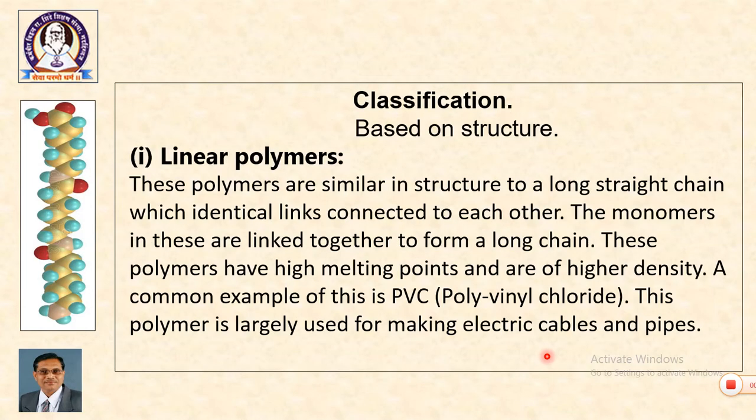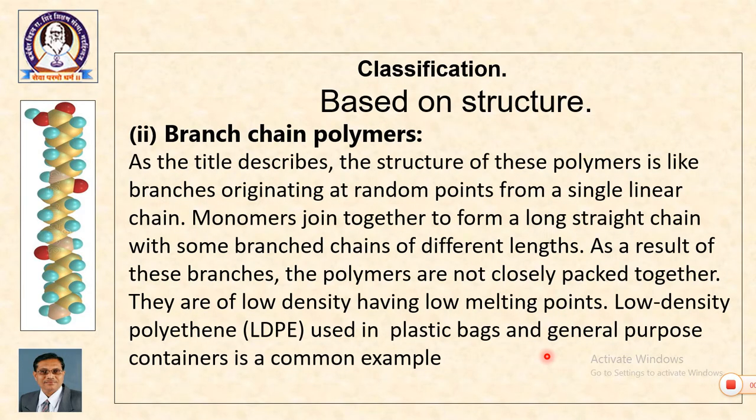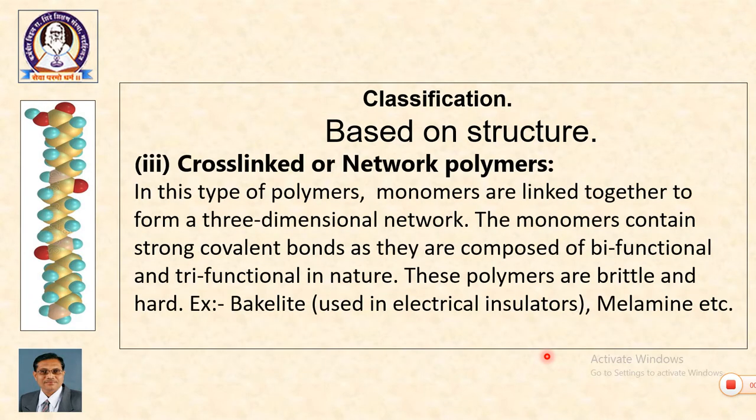So, linear polymers are used for cables and pipes. Branched chain polymers are used for low density polyethylene and related products, that is plastic bags and related products. Then there is the third category, which is called cross linked or network polymers. In this type of polymers, the monomers are linked together to form a three-dimensional network. In linear the molecule is linear, in branched there are branches, and in cross linked there is a three-dimensional network, or it is also called a three-dimensional polymer.